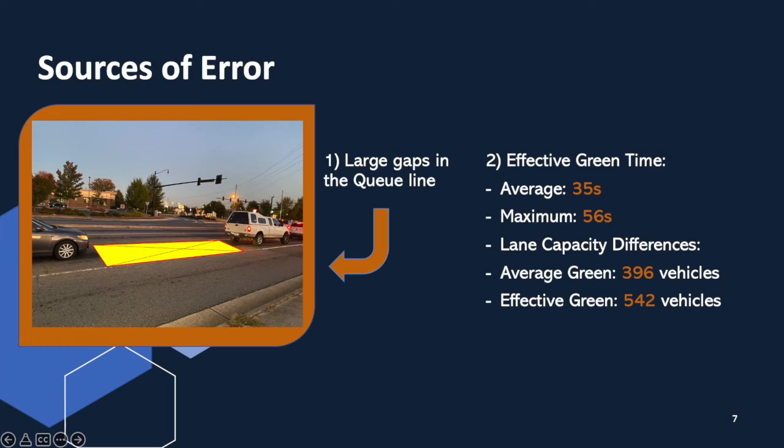our calculation. So with the 56-second effective green time, our lane capacity was our calculated 542 vehicles. However, if that 56-second green time hadn't occurred and it sat more around our average, our capacity based on those numbers would be a little bit closer to 400 vehicles.